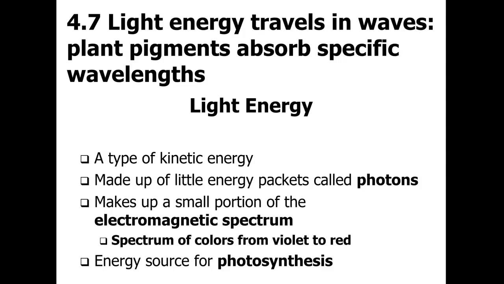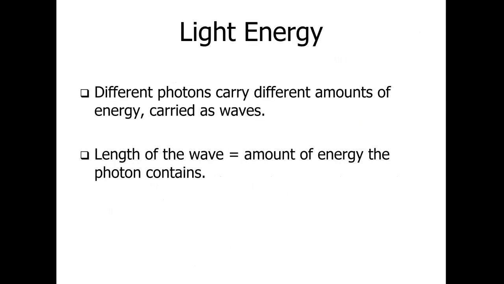And so with that electromagnetic spectrum, you're going to see this visible light in the dead center part. You're going to have things above it and things going down the line, but visible light's going to be right in the center, and we'll look at that in a minute. So the energy source for photosynthesis is going to be this visible light section. The different photons are going to carry different amounts of energy that are carried as waves. And so the length of the wave is going to equal the amount of energy that that photon carries.